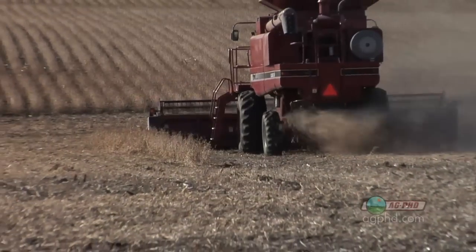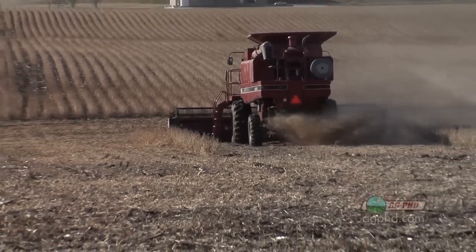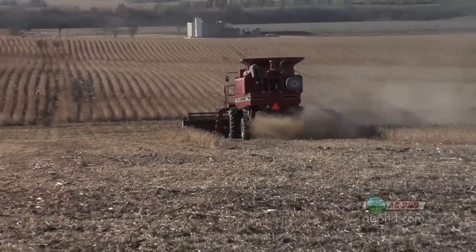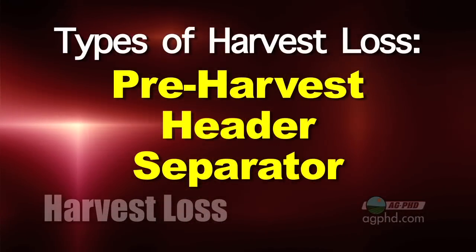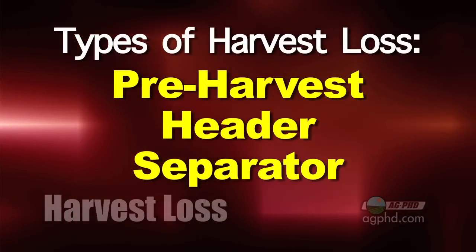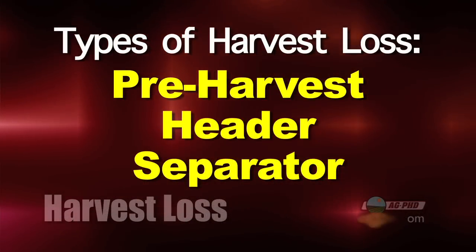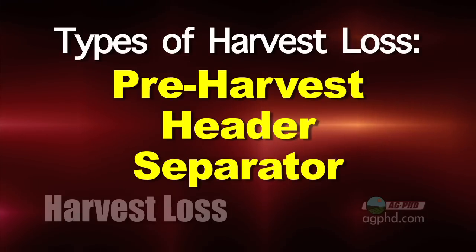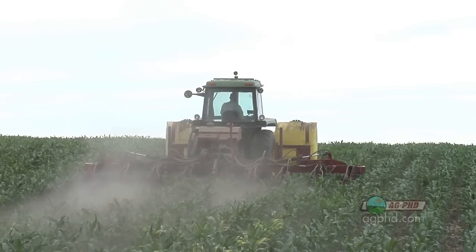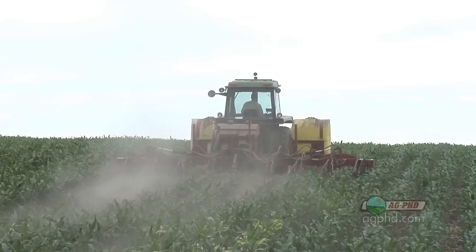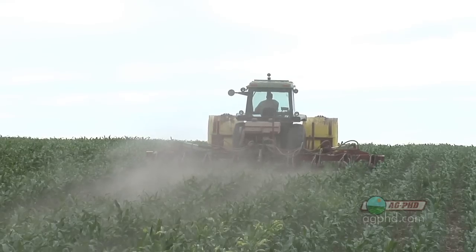When we talk about combine loss, there are a few different places that it could be at. Let's get into that of where you're going to see loss. So there are 3 main areas. There's the pre-harvest loss, there's the loss from the header, and then there's the separator loss. So pre-harvest loss, that's when your brother, for example, goes out there cultivating or just driving the tractor through and he runs a whole bunch of crop over.